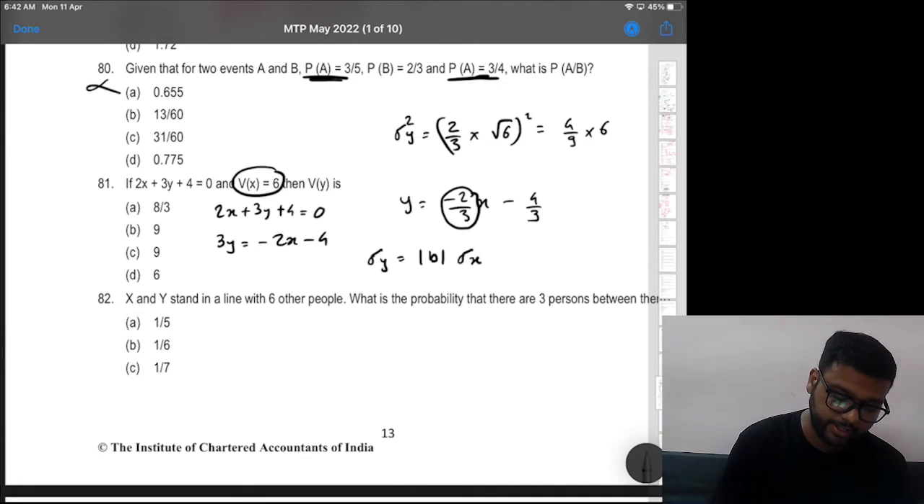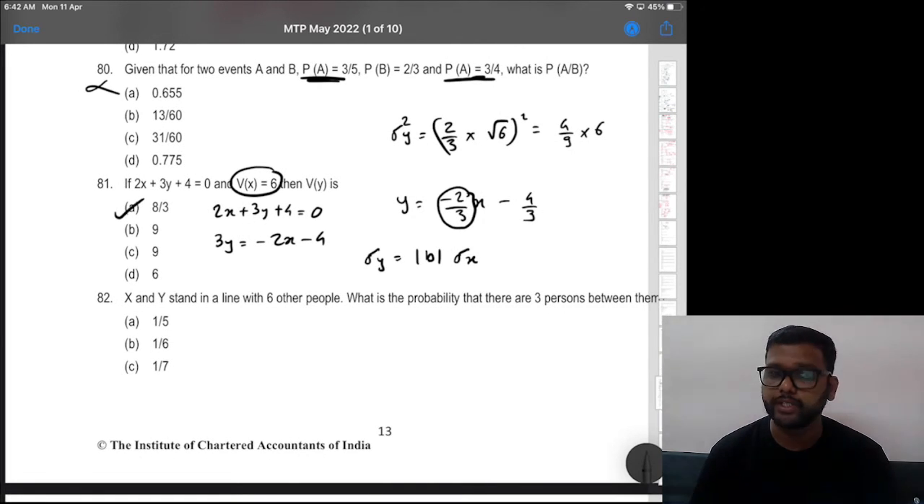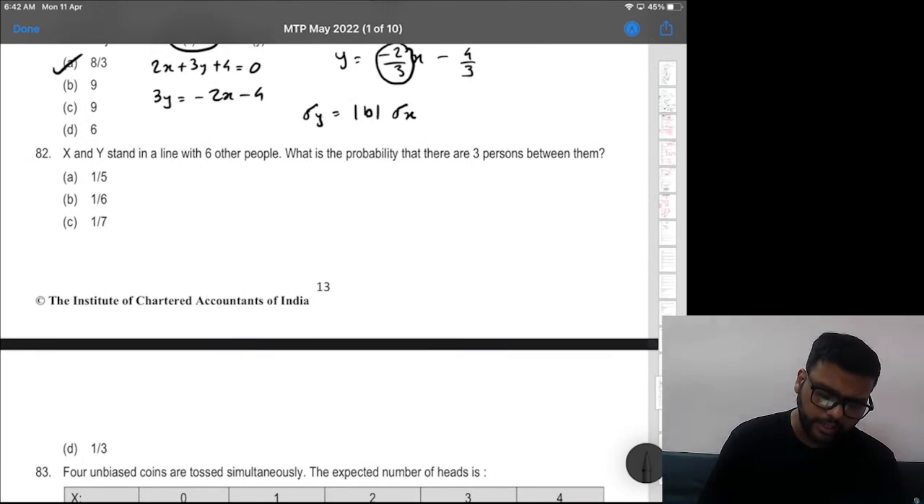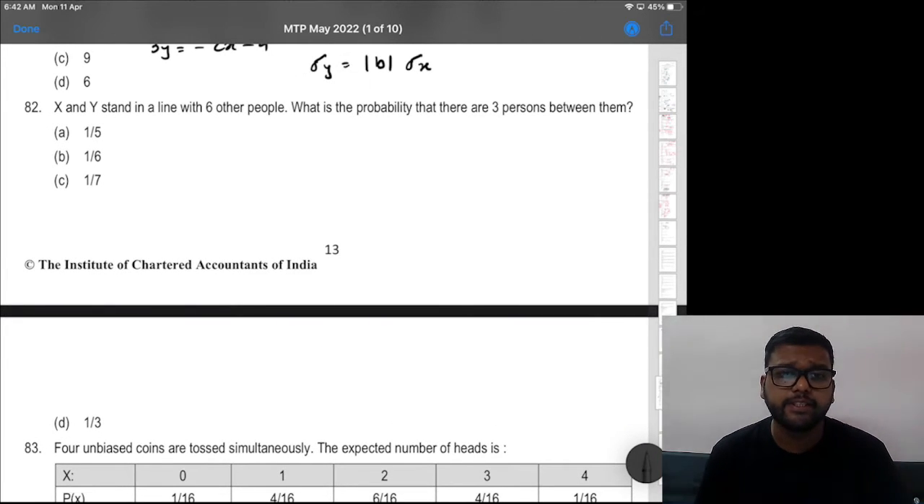2.666 or 8 by 3. Option A is the correct answer for question 81. Okay, next. 82. X and Y stand in a line with 6 other people.